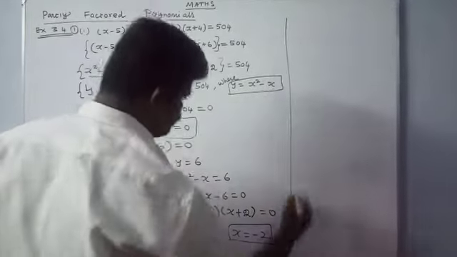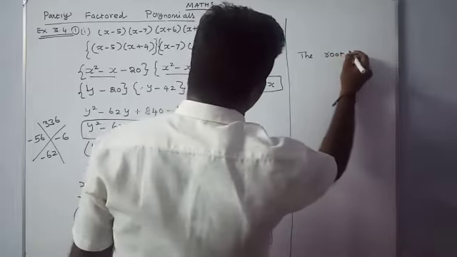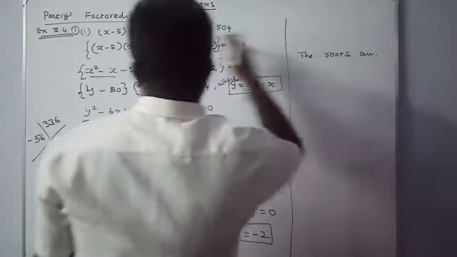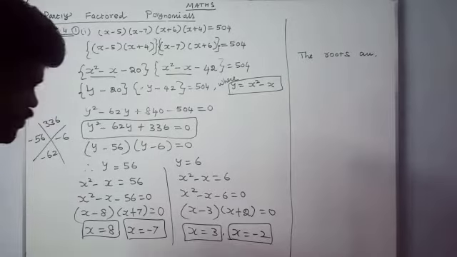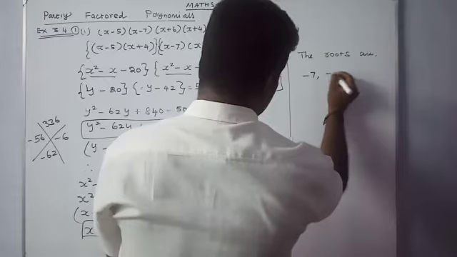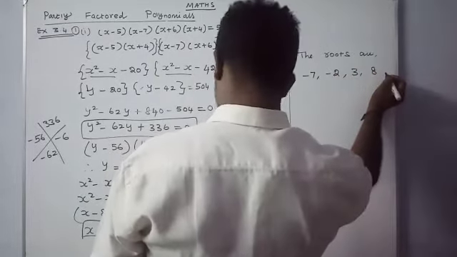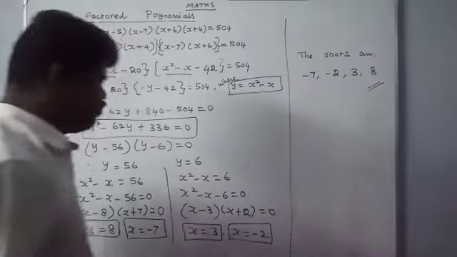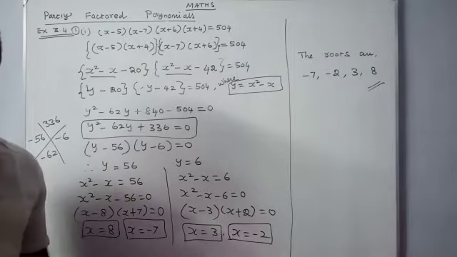Now the roots are... this is a fourth degree polynomial, so there are 4 roots. What are the roots? −7, −2, 3, 8. So these are the 4 roots of the equation. Refer to the sum, and we go to the next sum.